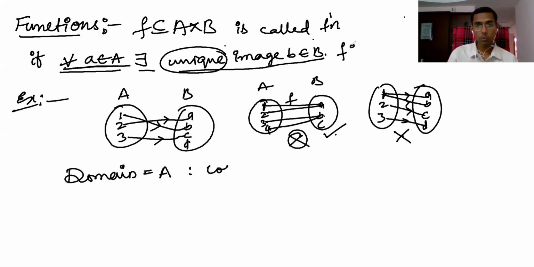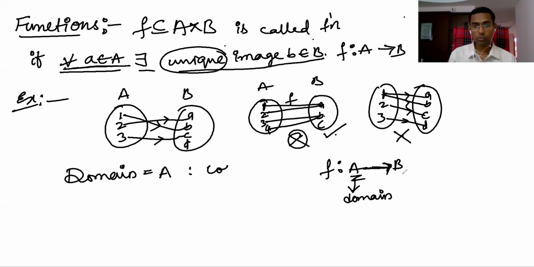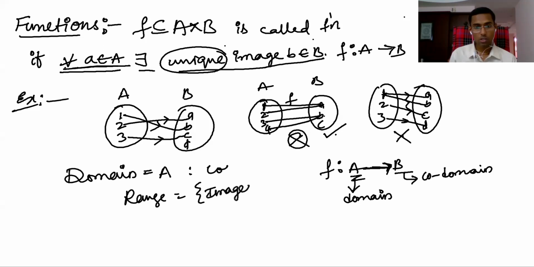How do we represent that f maps A to B? When f is a function from A to B, A is simply the domain. Okay, this is the domain. This becomes the codomain. Then what is range? Range is the set of images. Okay, this we can write like this.